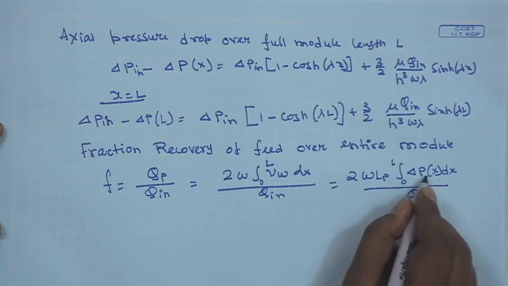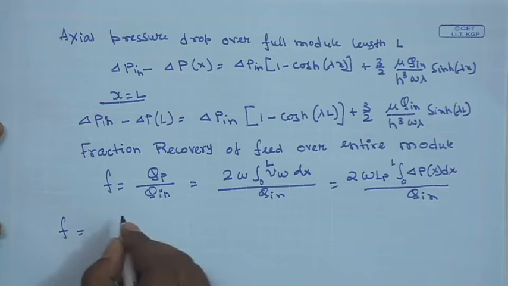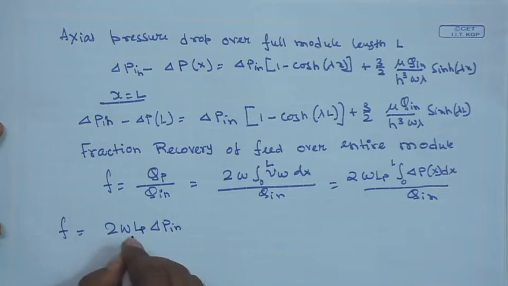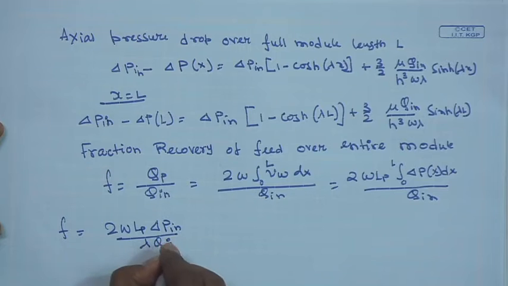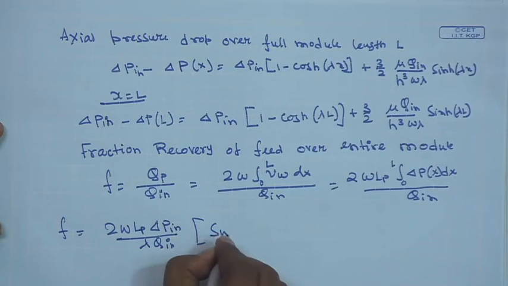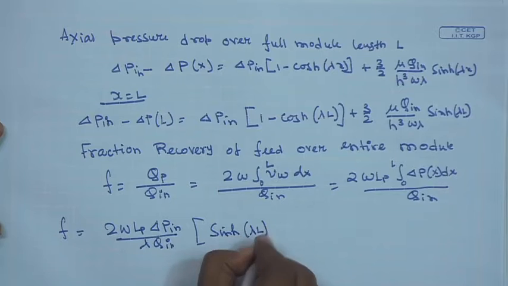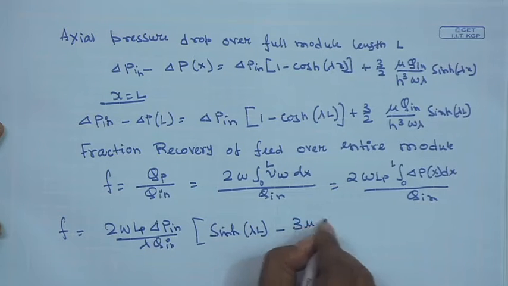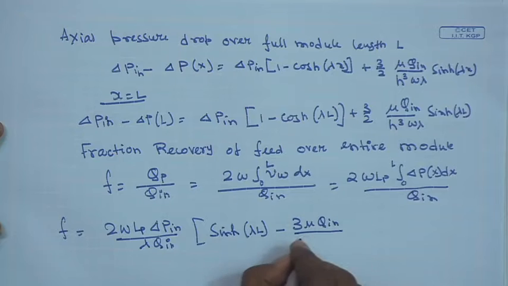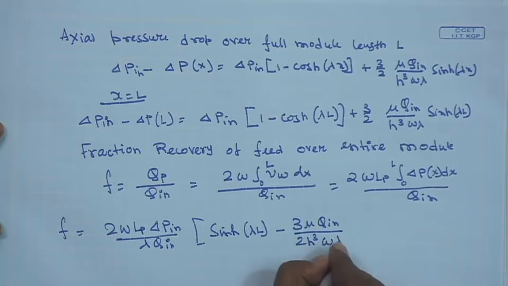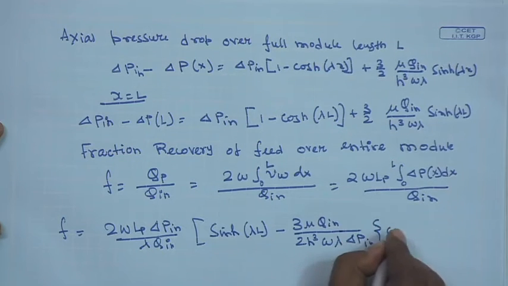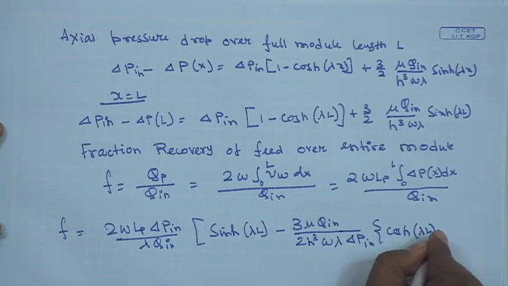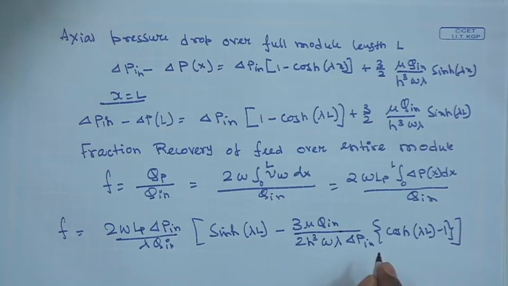So, this can be inserted here and integrated, and the final expression becomes 2 W L p delta p in divided by lambda Q in, times sin hyperbolic lambda L minus 3 mu q in divided by 2 h cube w lambda delta p in, times cos hyperbolic lambda L minus 1. So, we will be getting an expression of fractional feed recovery.